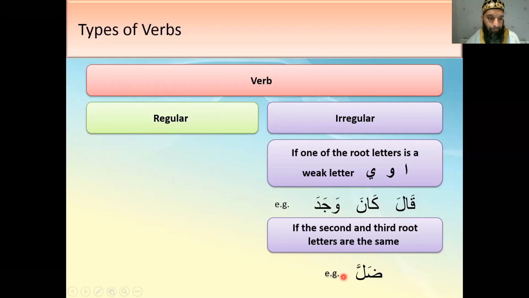So that will always be shown with a shad, won't it? A shad. Yeah.